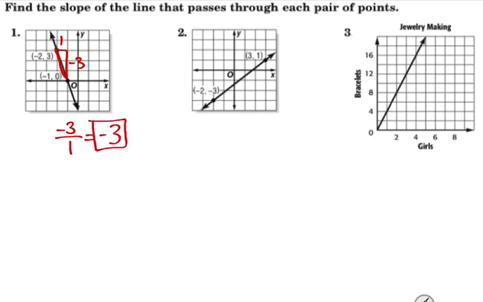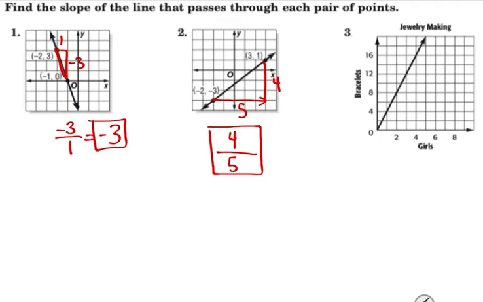Next example. We're going to draw a right triangle between the 2 points. Now we need to figure out distances here. This moves over 5 and up 4, giving us a slope of rise over run, 4 over 5. And then we'll just leave it as that fraction, 4/5. That is the slope of our line.